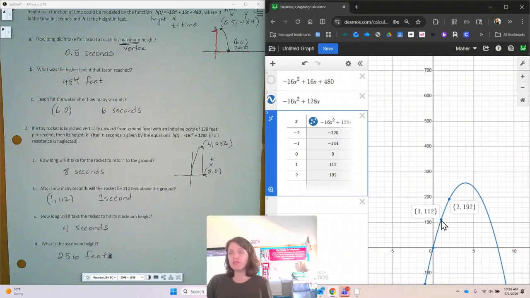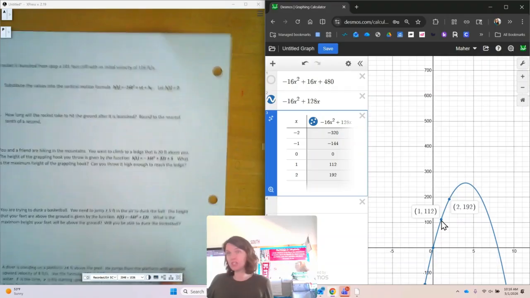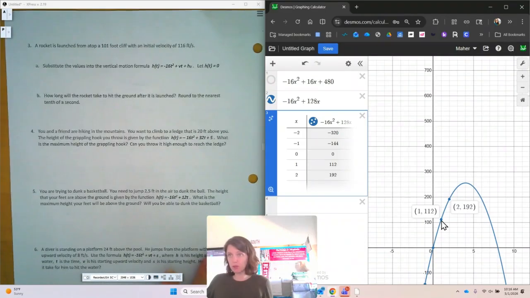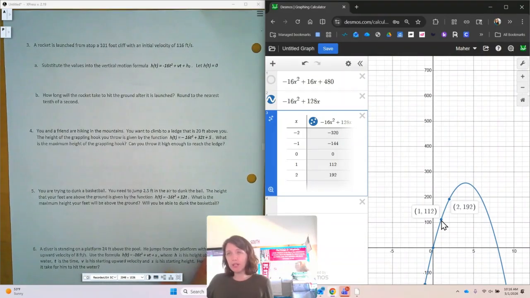256 feet. So as you do your practice, right, you have a couple of problems on the back. I just want you to try them out, okay? Use Desmos to get the answers, but you're interpreting the graph, okay? So looking at the graph to help you get the answers. Good luck.